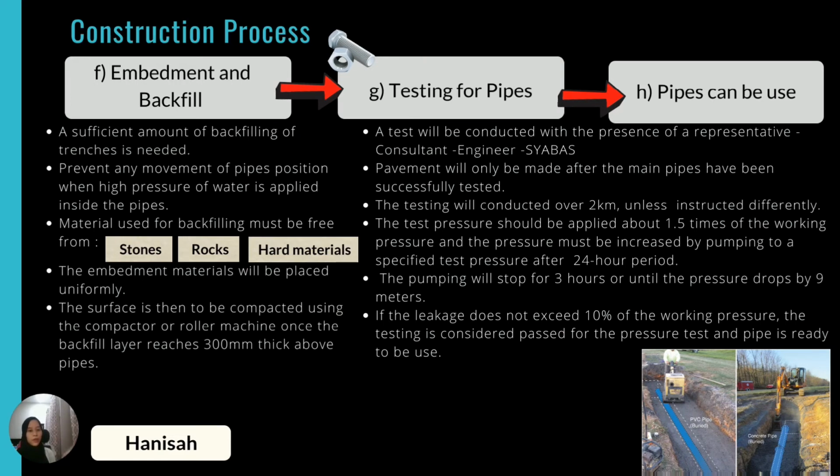Next, the main pipe must be filled with clean water and the pressure must be increased by pumping up to a specific test pressure after a 24-hour period. The pumping will then be stopped for 3 hours or until the pressure drops 9 meters. If the leakage does not exceed 10% of the working pressure earlier, then the main pipe is considered to have passed the pressure test and is ready to be used.